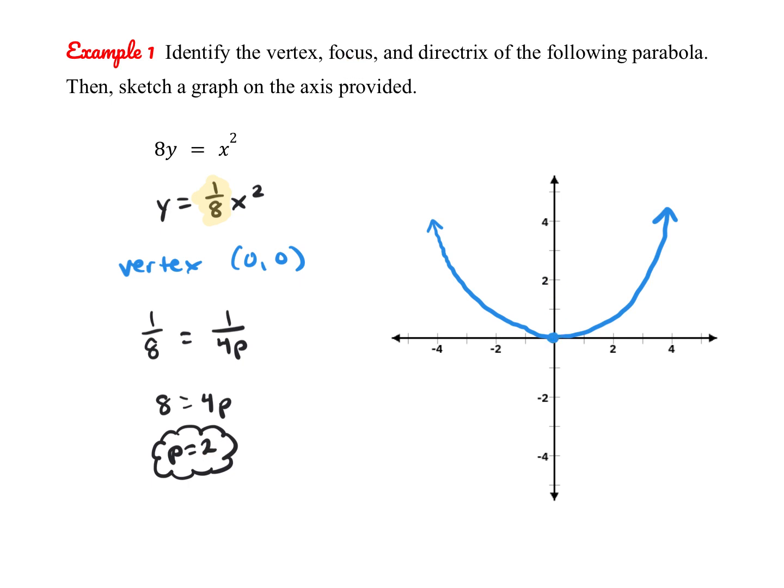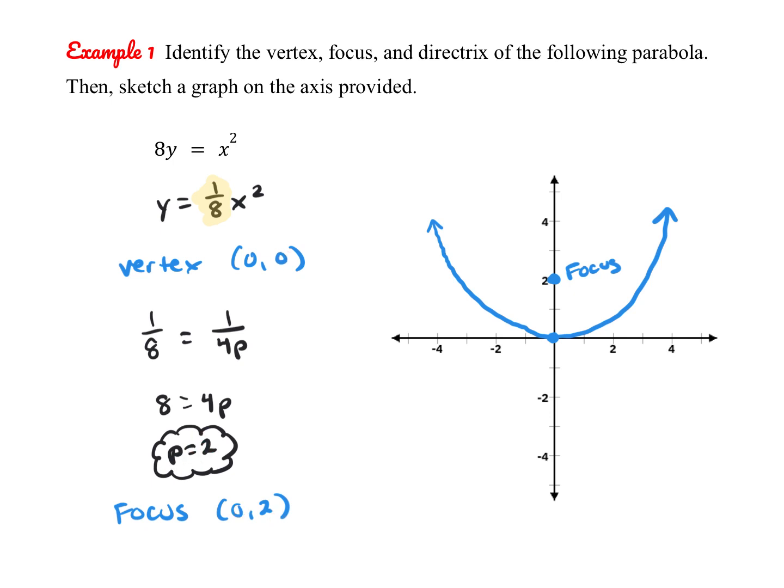It's going to be directly above our vertex. So from our vertex, I'm just going to go up 2 units right here, and that is my focus. So we can see that our focus is at (0, 2). Also, we know if we're starting at the vertex, if I want to go up 2 units, I would just add 2 to my y value. So that's how we get (0, 2).